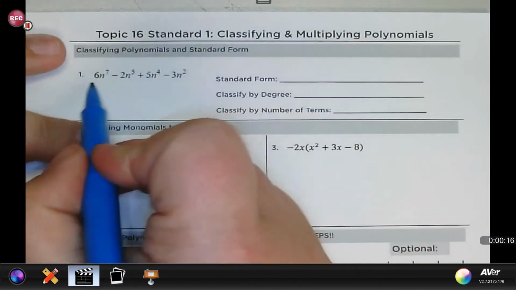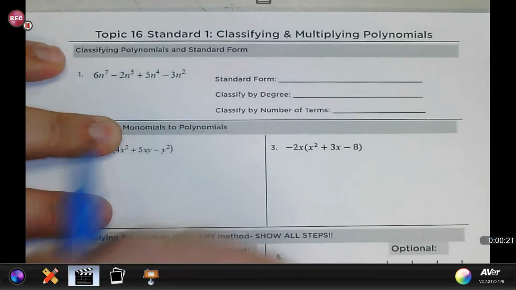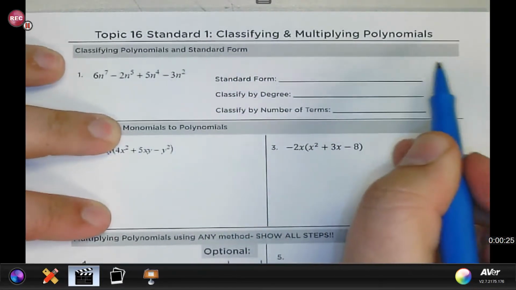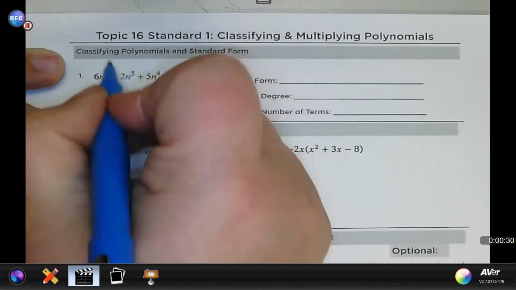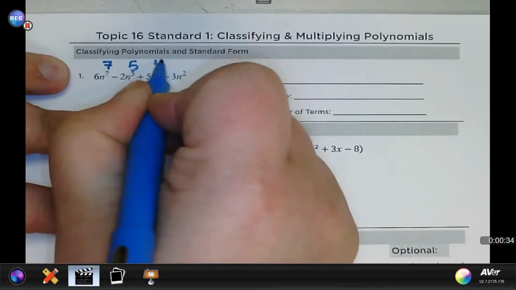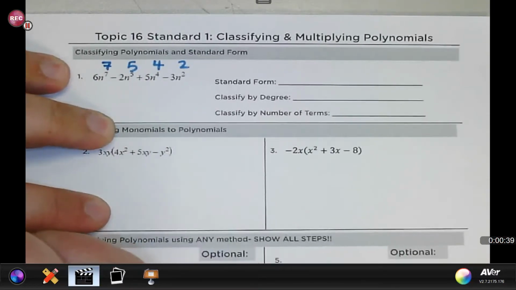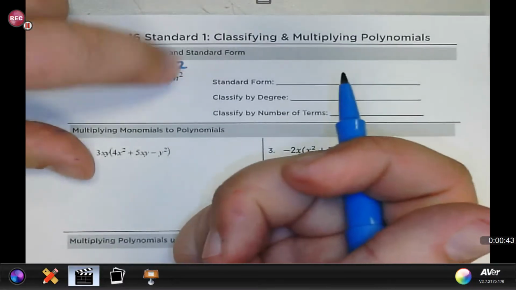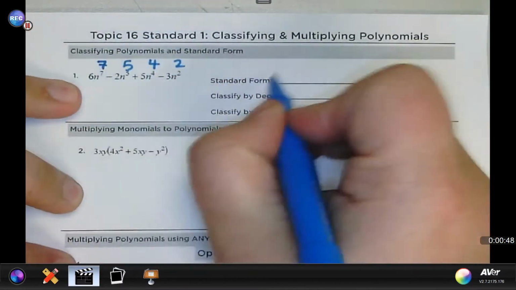So standard form is taking each of these terms and rearranging them so that the highest exponent is the one that starts on the left and it decreases all the way to the right. So you do not want to confuse that with the coefficients, because here this is a 7, 5, 4, 2. Notice they're already decreasing. 7 is the biggest one, then 5 is the next biggest, then 4, then 2. It's already in standard form. So I literally can just take this and write it on here.